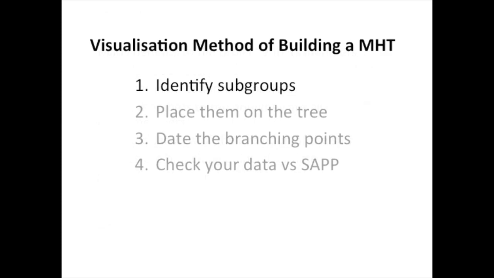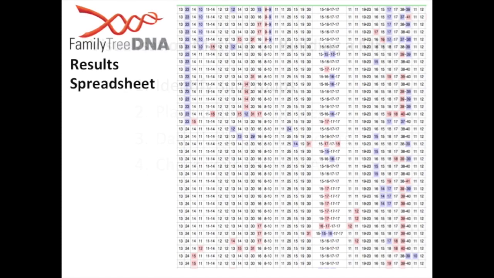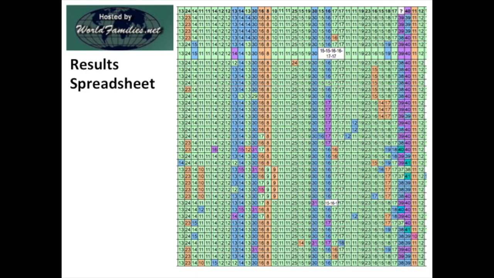So, turning to the visualization method itself, the first step is to identify the subgroups. To do that, you look at the results spreadsheet on either Family Tree DNA. My preference actually is WorldFamilies.net. The reason being, it has these pretty colors.